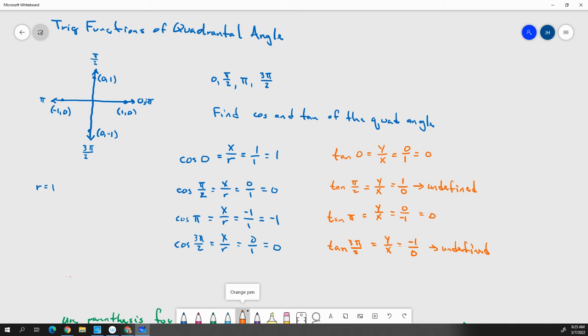At the quadrantals, you're always going to have two undefineds in the tangent and two undefineds in the cotangent, if that makes sense, right? Because in them, you're always going to be dividing by 0 on two of them, which would leave you undefined.